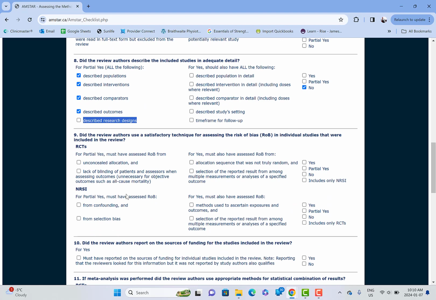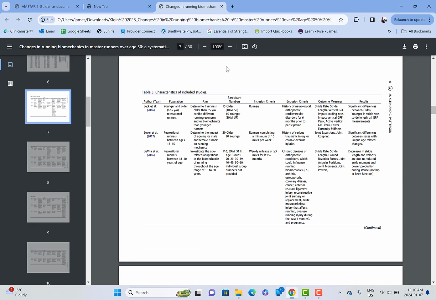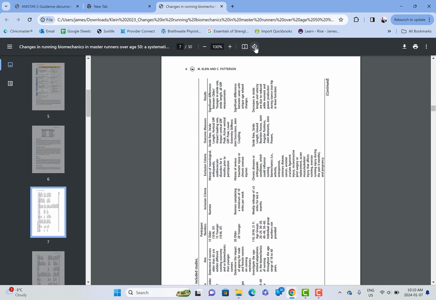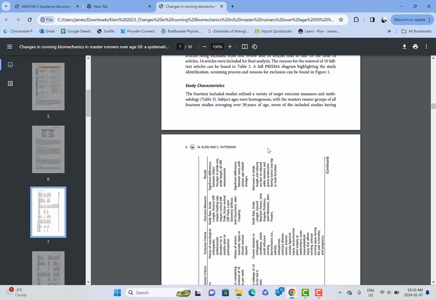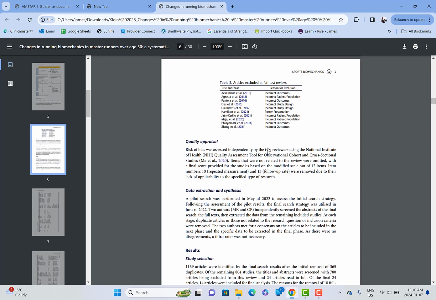Question 9 on the AMSTAR tool asks us to assess if the authors used a technique or a tool for assessing the risk of bias in the individual studies that were included in the review. And it asks us to decide whether that assessment of risk of bias was satisfactory or not. And it gives us some criteria on which we can assess that level of satisfaction. And this is a bit of a beefy one to answer for this Klein and Patterson study. They did indeed use a risk of bias assessment tool, the NIH assessment tool for observational cohort and cross-sectional studies, or as I call it, the CADOX.